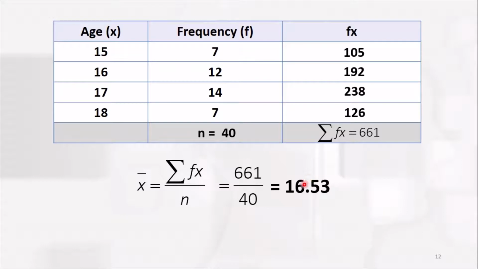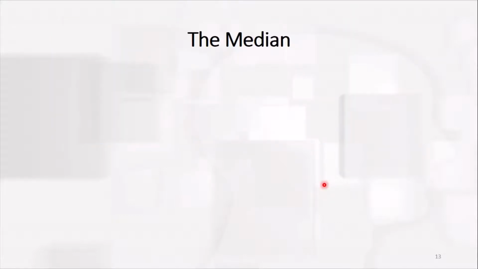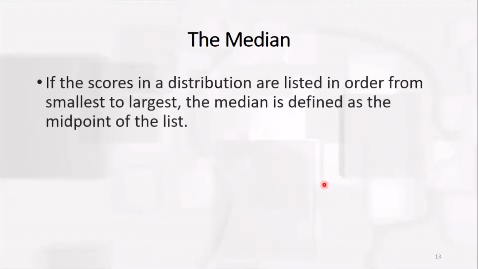So rounded na po siya into hundreds place. Okay? So that is for that it's all about the mean. Now let's proceed to the median. So ang median naman natin is the score, if the scores in the distribution are listed in order. So take note of this class, listed in order, meaning from largest to smallest or from smallest to largest. So yung median natin kapag naka-order siya is defined as the midpoint of the list.